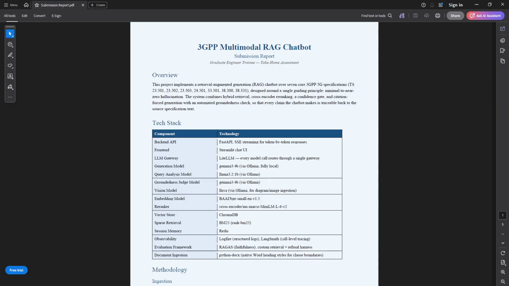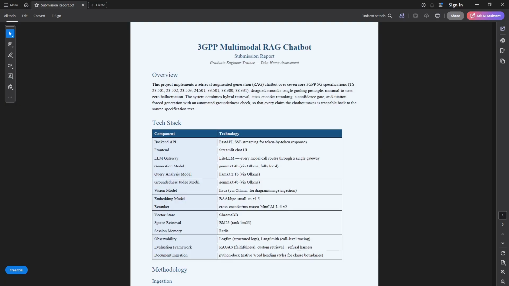The problem it solves is simple to state and harder to solve. These specs are hundreds of pages dense. To be precise, each file consists of somewhere between 500 to 700 pages of data. And in total, we have got seven files. So we are dealing with a huge amount of data itself.